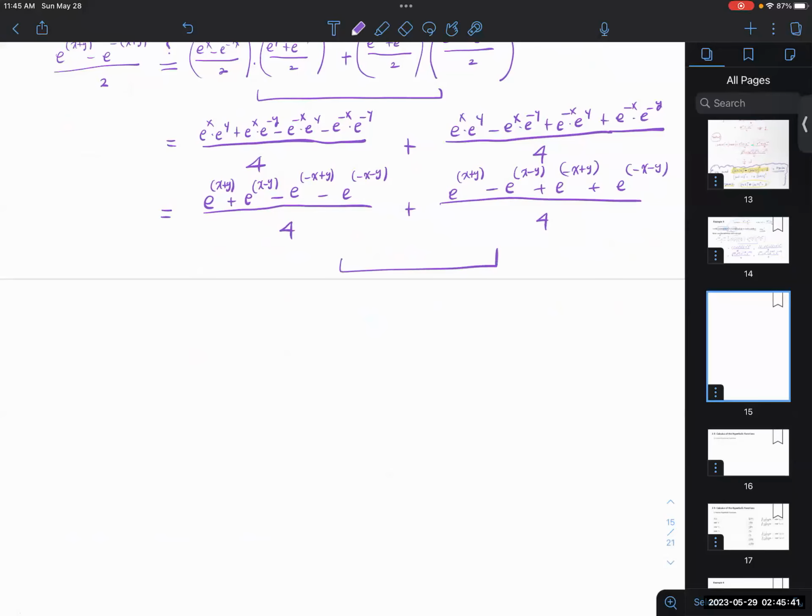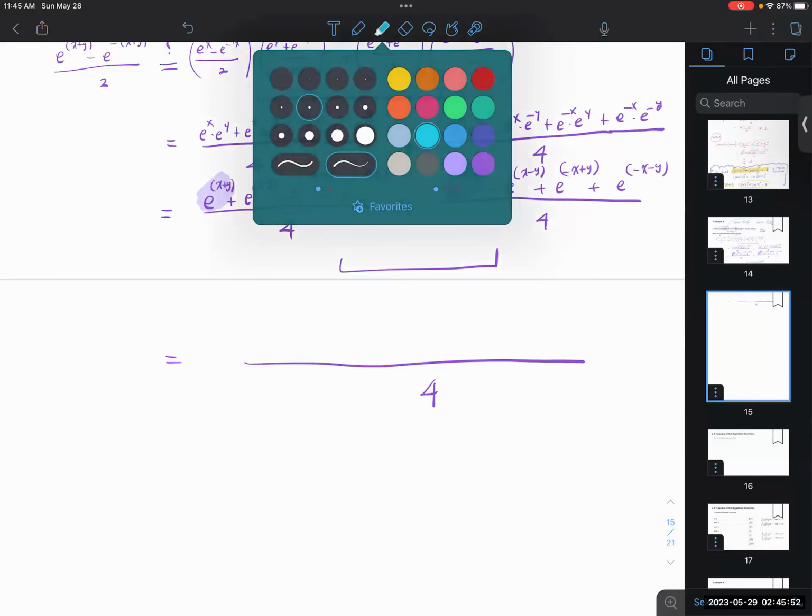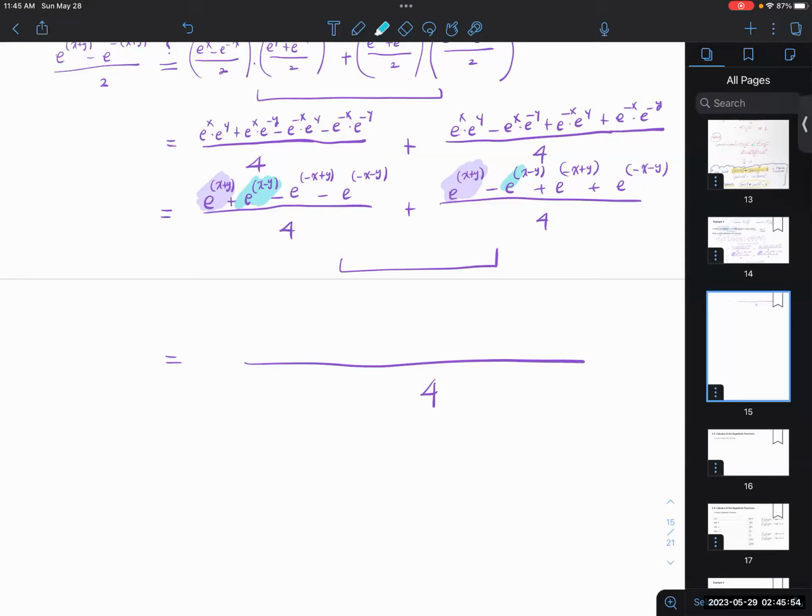So we are adding them. So 4, look at them. e to the x plus y, e to the x plus y, they're the same family. And then e to the x minus y, e to the x minus y, they're the same family, but they're going to be canceled because the plus and minus are going to be 0. And then e to the negative x minus x, these are also going to be canceled, negative and positive 0.